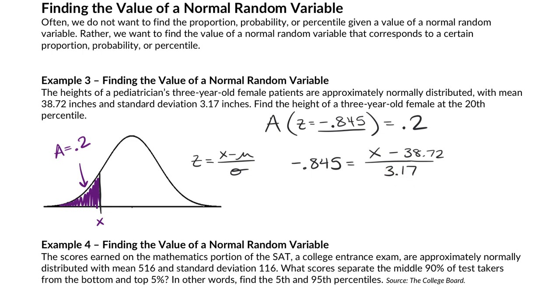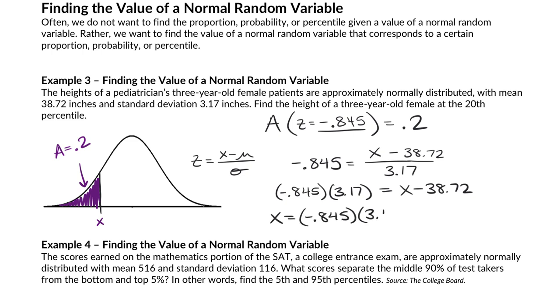Well, how do we get rid of this first? Multiply it. And I'm not going to actually multiply any numbers until the very end so that I don't round a number too soon. But we're going to multiply 3.17 onto both sides. That'll be equal to x minus 38.72. One more again. How do we get the x all the way by itself? Add 38.72 to both sides, which means in our calculators, we're going to do negative 0.845 multiplied by 3.17 plus 38.72 and figure out what that x value is equal to.